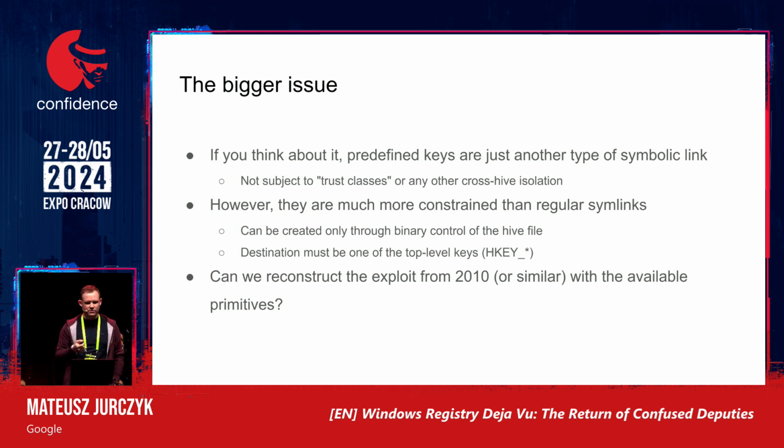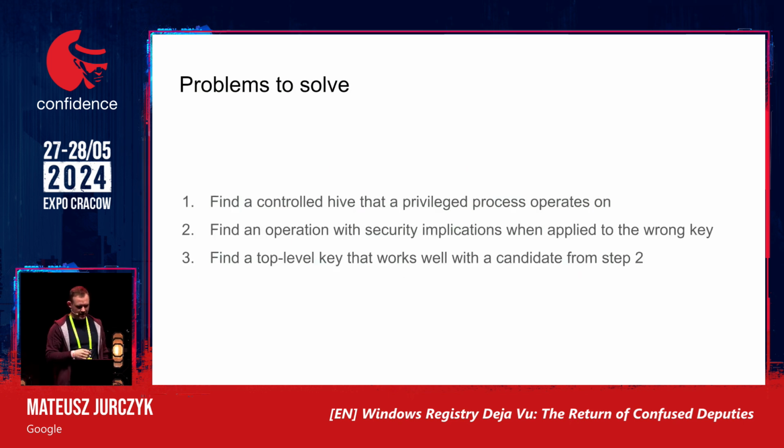So the question is, we have this much more limited primitive, but it potentially crosses a security boundary. Can we reconstruct the exploit from 2010 or something similar with the primitives that we get right now? And this is what the presentation is about. So in order to achieve any interesting results, we have basically 3 problems to solve. First of all, we have to find the hive that we as a normal user have binary control over, that at the same time a privileged process operates on in some way.